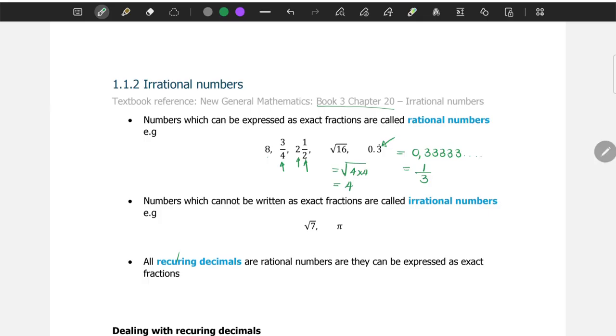And numbers which cannot be written as exact fractions are called irrational numbers. For example, square root of 7 and pi. For square root of 7, we cannot further simplify it to anything else. It just remains a square root of 7. When we put it in a calculator, it produces a number of different digits that are not repeating in a specific pattern or format. And pi, as we know it, is 3.14 and a number of other digits that follow.